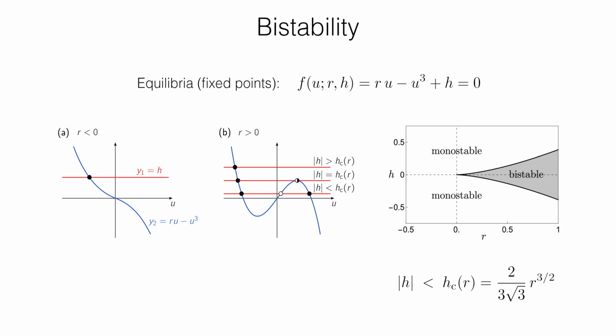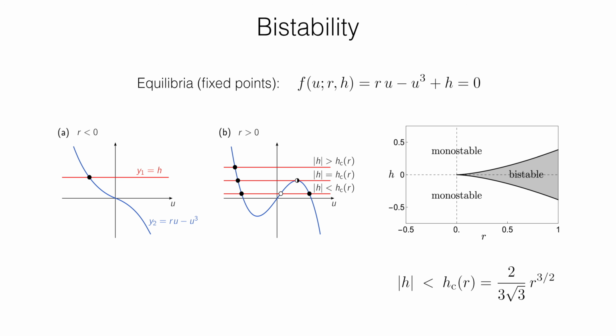And now you can study what happens here. So if h here is larger than some critical value, you see again you have just one intersection, so you have a unique fixed point. And then as you move down, as you lower the amplitude of the magnetic field, you reach a point where this horizontal line is tangent to this maximum of the N-shaped cubic.